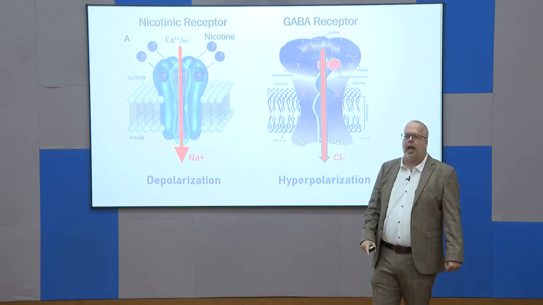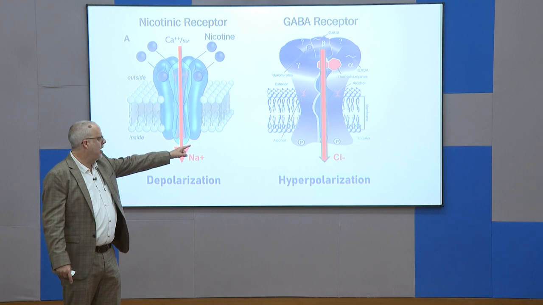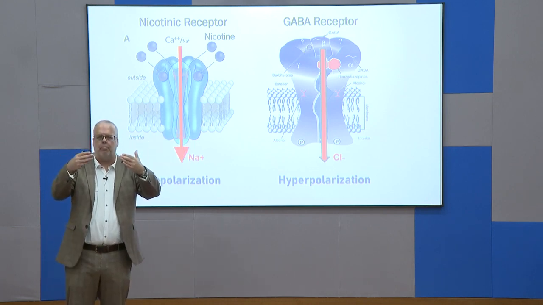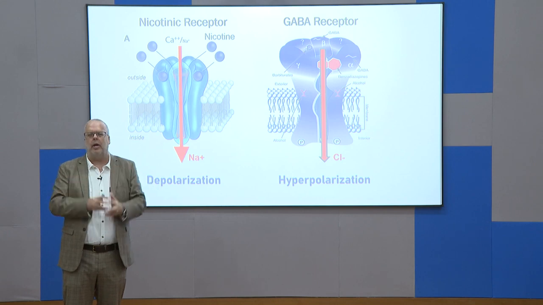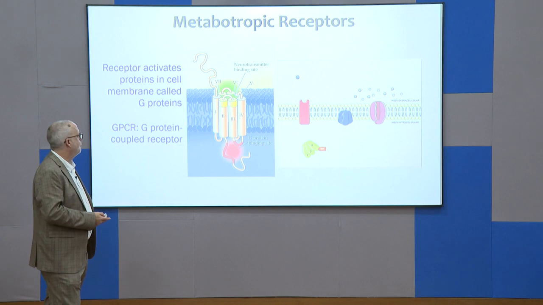Alternatively, we have a GABA receptor. So when GABA binds to the receptor and the channel opens, in this case now we have chloride that flows into the interior. Chloride is a negative ion, and so as it flows in, it causes the interior to become more negative. And again, this is what we refer to as hyperpolarization.